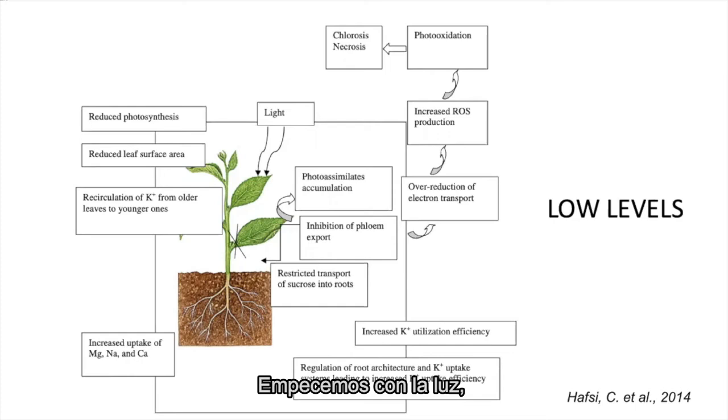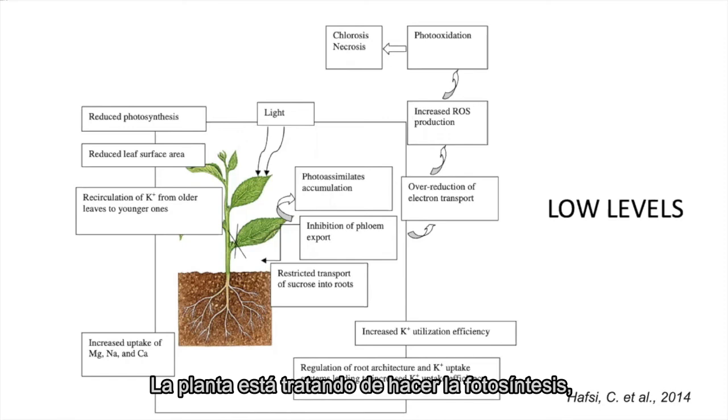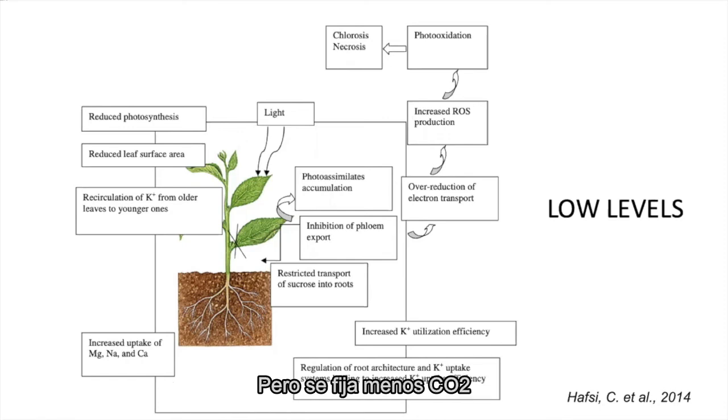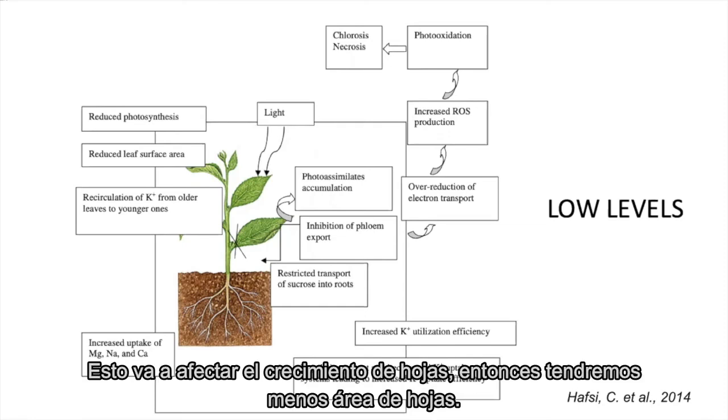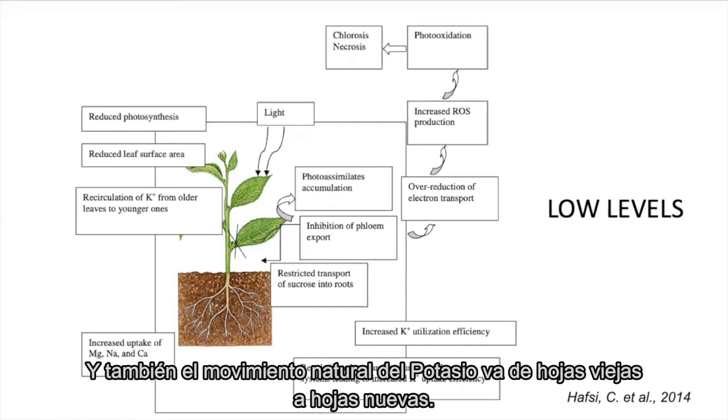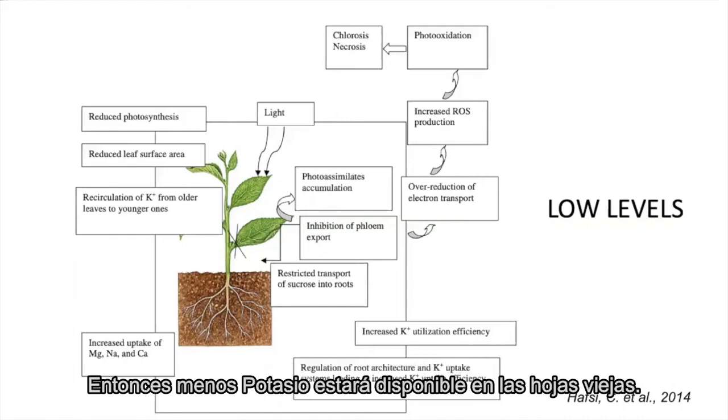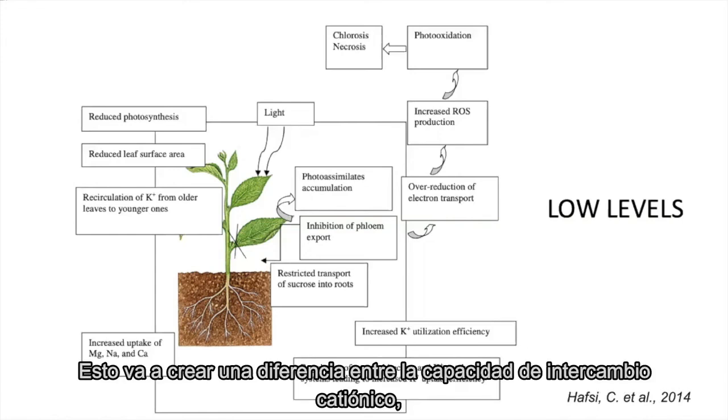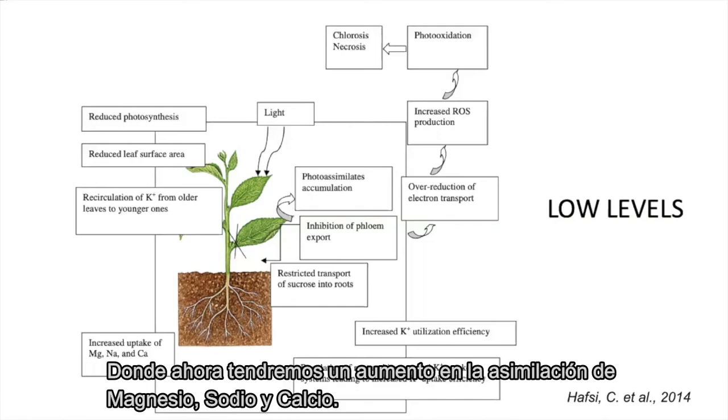Here you can see the chain reaction of lack of potassium within the plant. Let's start with light. Plant is trying to photosynthesize, but less CO2 is being fixed. This will affect growth. Then we'll have less leaf area. Also, the natural movement of potassium goes from old leaves to new leaves. Then less potassium will be available in older leaves. This will create a difference in cation exchange capacity, where now we will have an increase in the uptake of magnesium, sodium, and calcium.